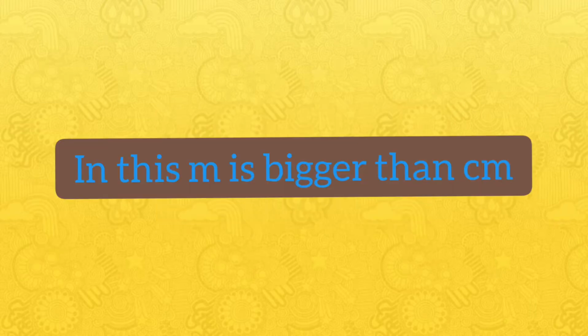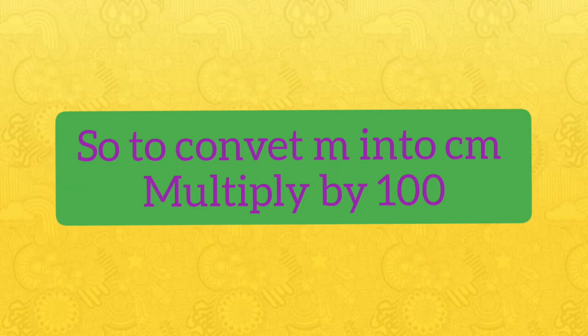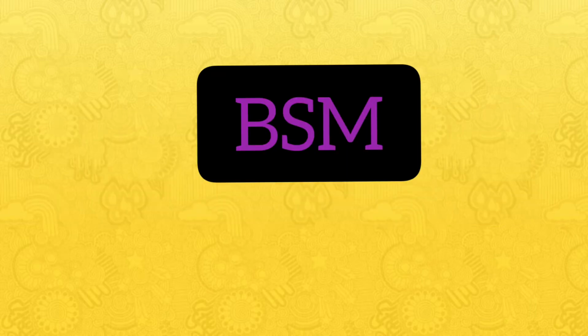So there is a trick. Here meter is bigger than centimeter. Then you have to use a trick to convert from meter into centimeter and centimeter into meter. We know that 1 meter equals 100 centimeter. So when we convert meter into centimeter, multiply by 100. BSM: big unit to small unit, multiply.